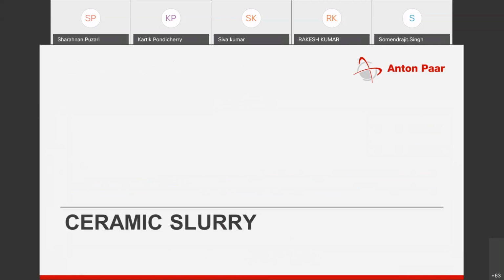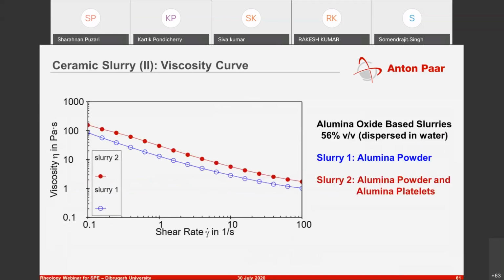You can also talk about slurries, for example. So here you see two different slurries, slurry 1 and slurry 2. And the difference between these slurries is that in one slurry, you have alumina powder. And in the other slurry, you have added platelets to this, which would change the morphology of your slurry and also its behavior. The entire composition is that you added 56% volume into water.